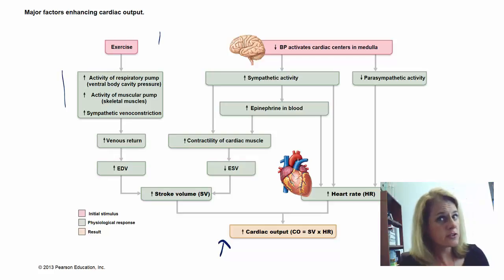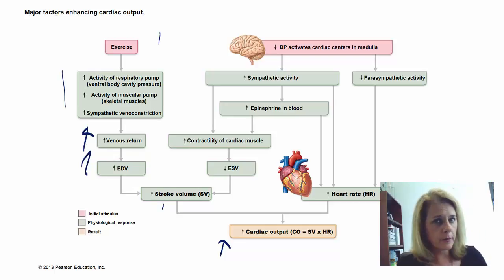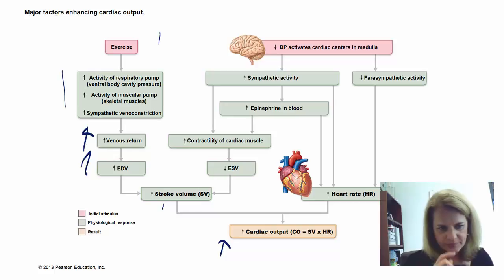We'll have sympathetic, because exercising is stress, so the sympathetic nervous system is going to kick in, cause vasoconstriction, going to decrease the size of the vessels, increase pressure. That's going to increase venous return, increase end diastolic volume, increase stroke volume, increase cardiac output. All right, so that's one way. So if you're increasing cardiac output, that can increase blood pressure, okay?